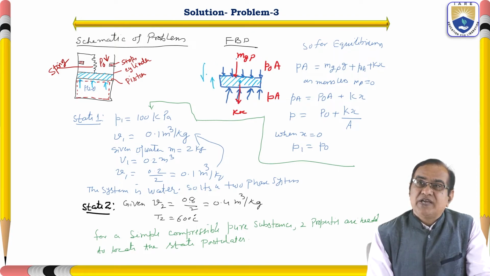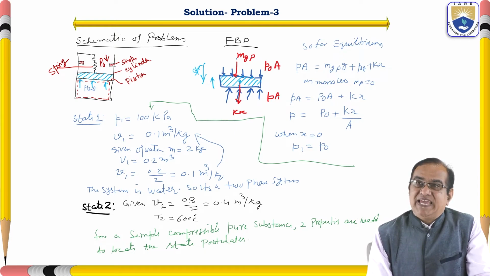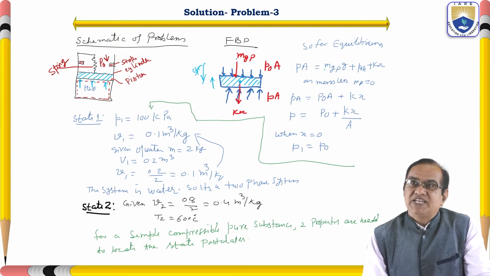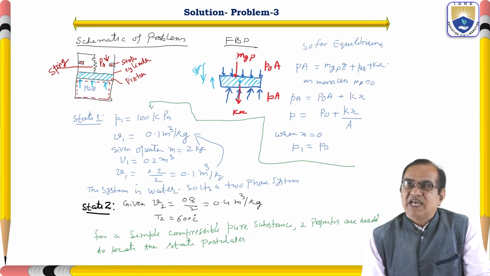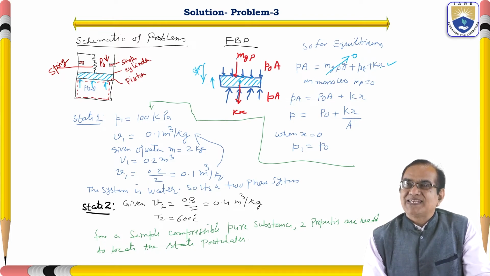The spring force will be in this direction, so I have shown here Kx. For equilibrium, this PA from the bottom side is equal to the summation of the top side. So PA is equal to mg of the piston plus P naught A plus Kx, where Kx is the spring force. In the problem the piston is given as massless, so the mg term will be 0. So here we get PA is equal to P naught A plus Kx.